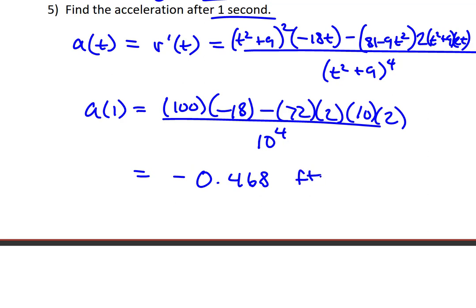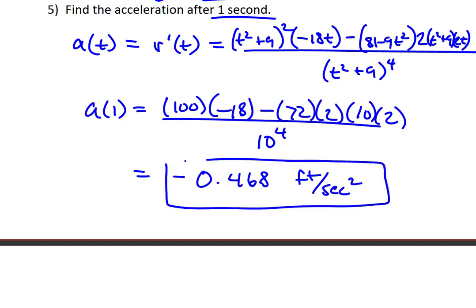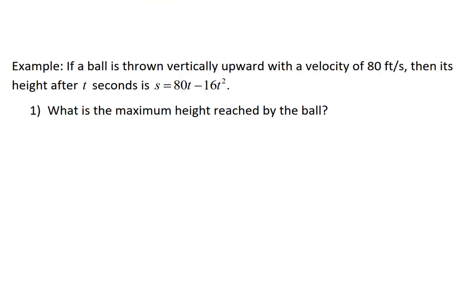For acceleration, we're going to use feet per second squared. It was feet for the units of distance, as stated above. Feet per second would be the units for velocity, and then feet per second squared would be the units for acceleration. Let's try another example.